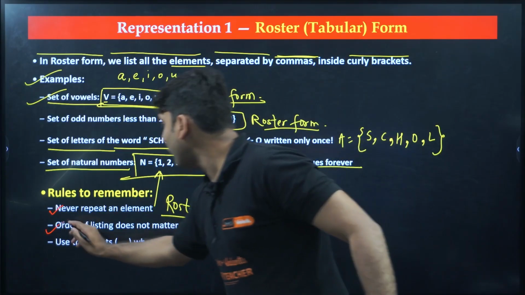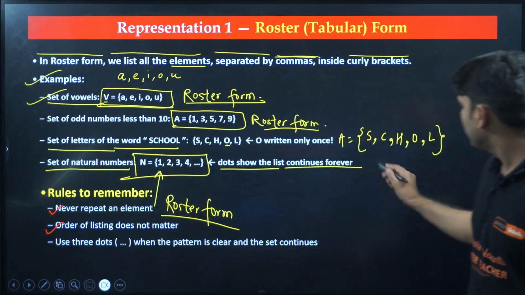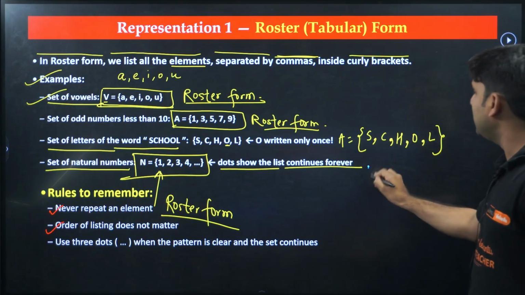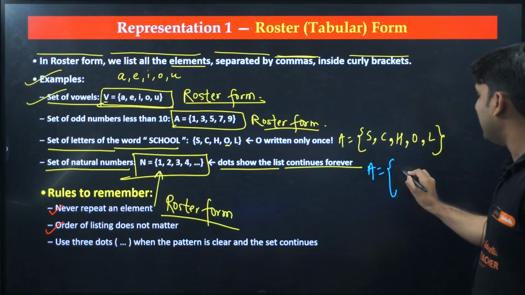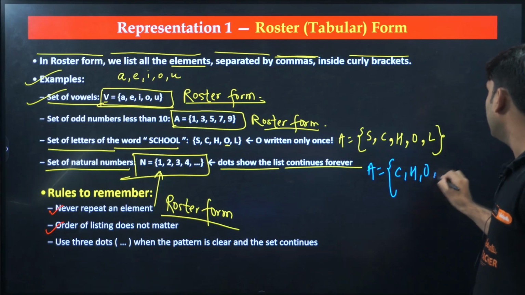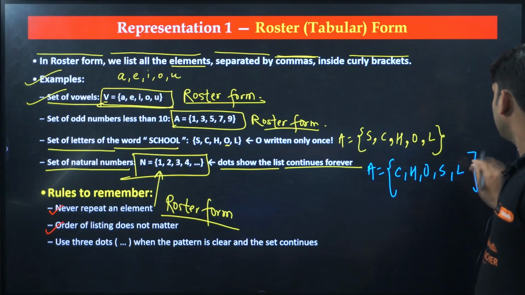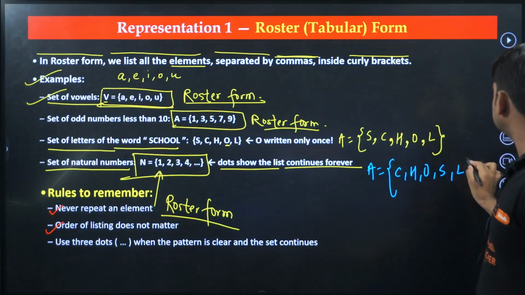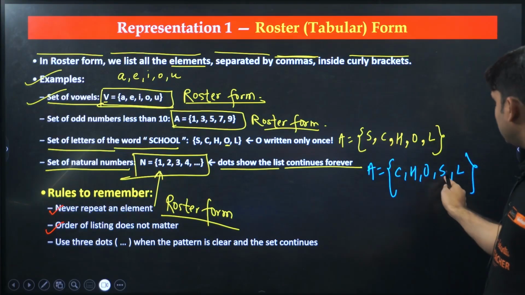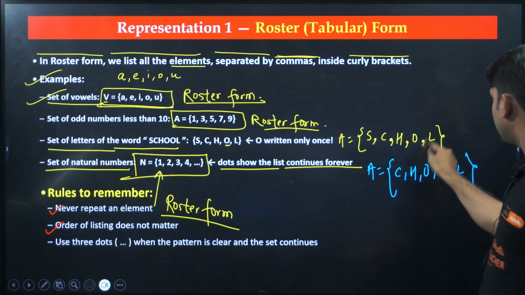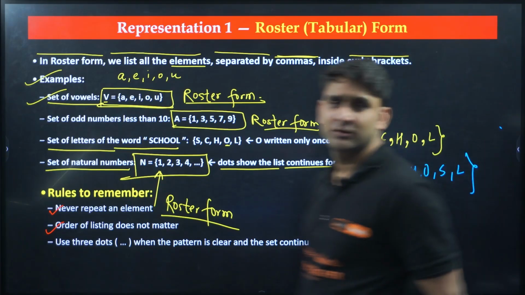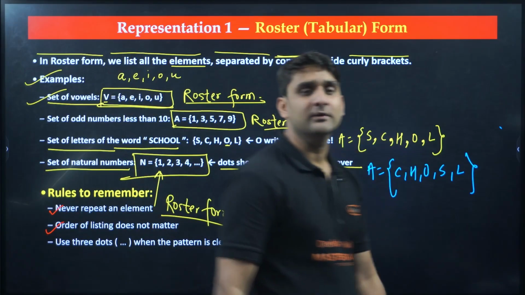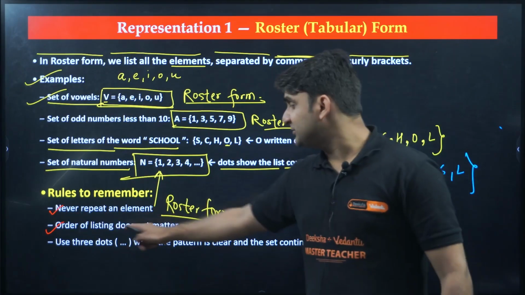Second, order of listing does not matter. For example, if you want to change the order of the set, and by mistake a student has written the same set as C, H, O, S, L, L, no problem. There will be no impact on the result. Yes, you can write the same set with S here, C here, H here, O here. The order has changed, but there is no impact on the result. This is also valid. So order of listing doesn't matter.